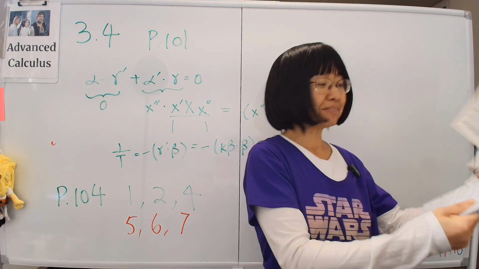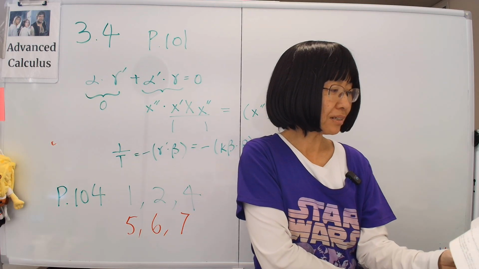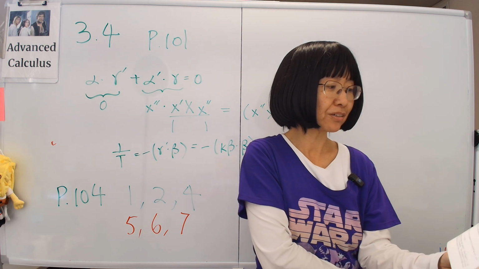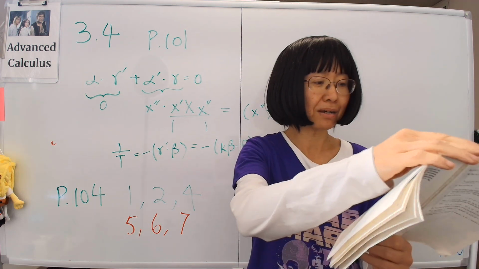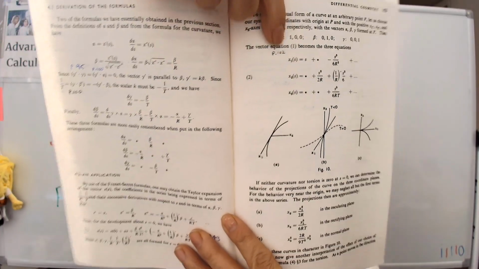And next, let's look at problem 7. Show that the center of curvature of space curve 2 is the same as the center of curvature of the parabola A. And what are they talking about? This is talking about just the previous page, where we have space curve 2, that's represented by these 3 things.